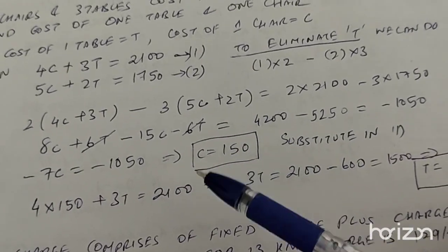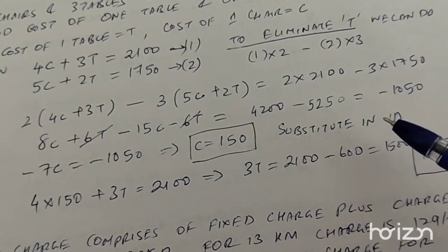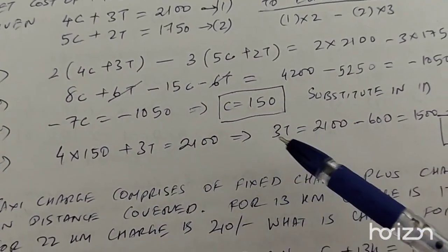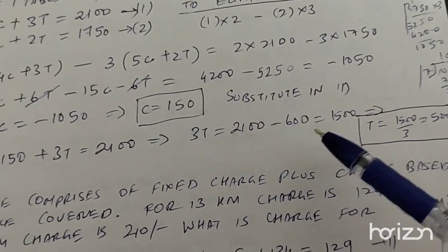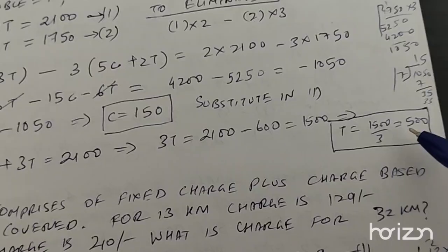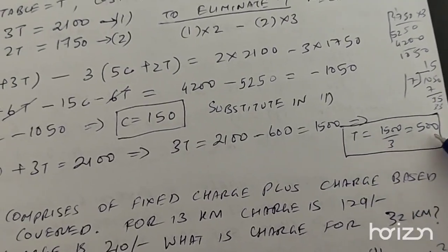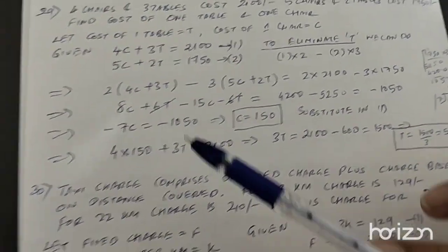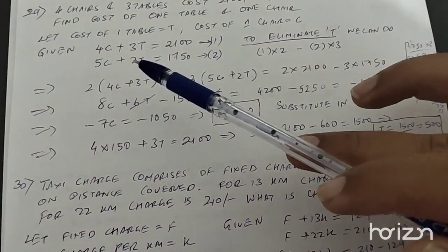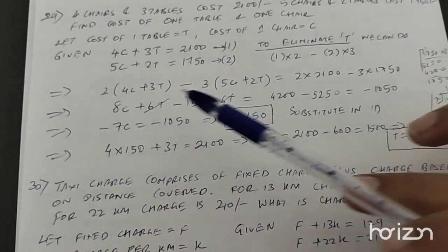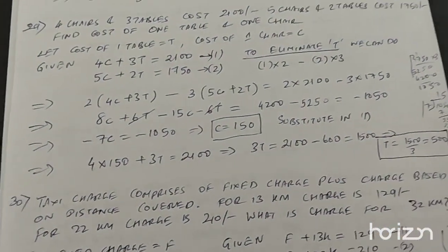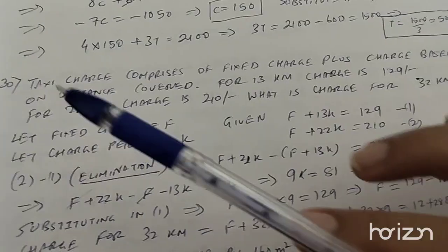So each chair costs 150 rupees. Substituting it in equation 1, we get 4 into 150 + 3T = 2100, or 3T = 2100 - 600, that is 1500, or T = 1500 by 3, that is 500. So the cost of each table is 500 rupees. This linear equation was solved by the elimination method. You eliminated T from these two equations, solved for C, and then substituted for C and found out how much T was.